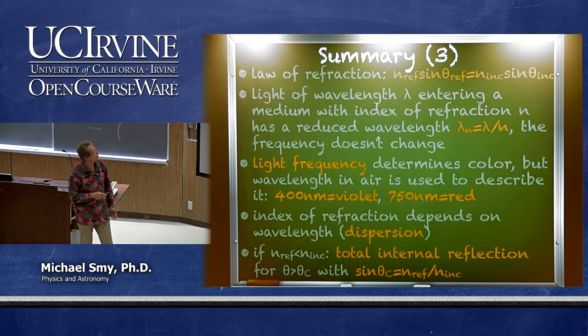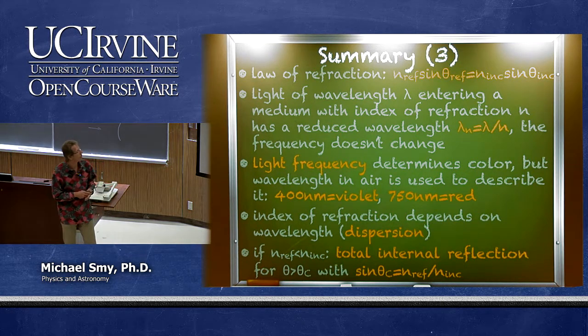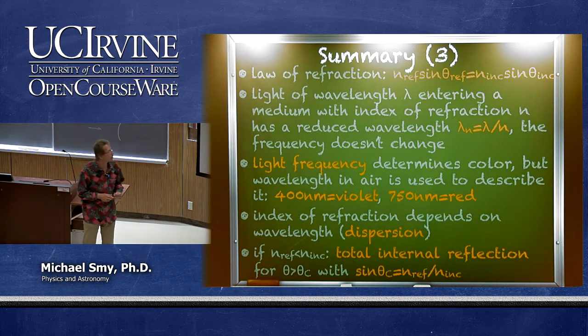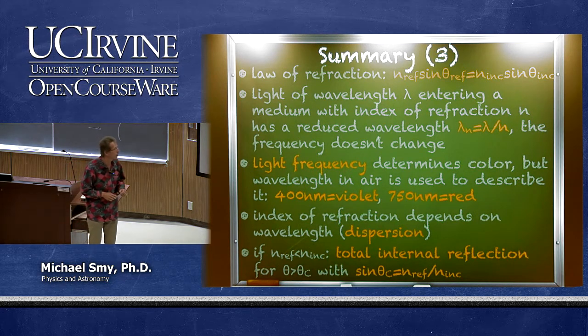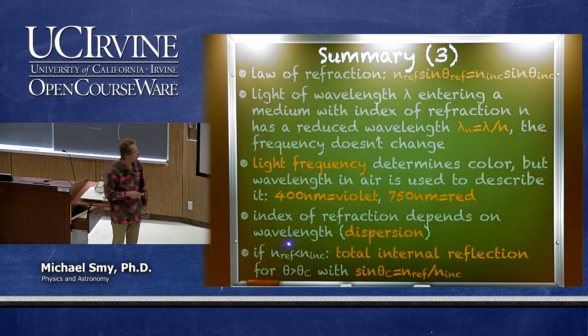Light of wavelength lambda entering a medium with an index of refraction has a reduced wavelength, like so, and the frequency doesn't change. The light frequency determines the color, but the wavelength in air is used to describe it. So 400 nanometers means violet, and 750 nanometers means red, and in between is the visible spectrum. The index of refraction depends on that wavelength, that is called dispersion.